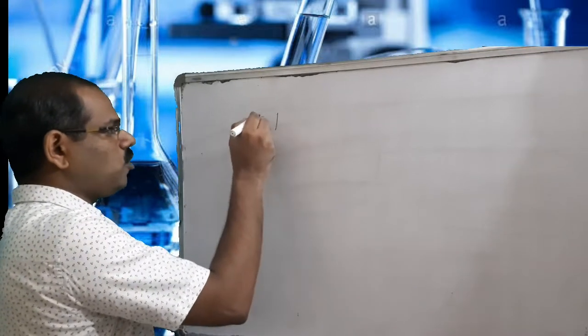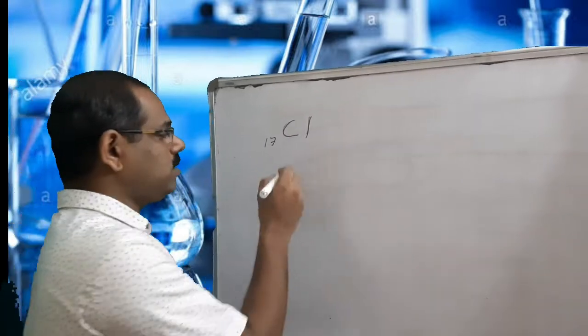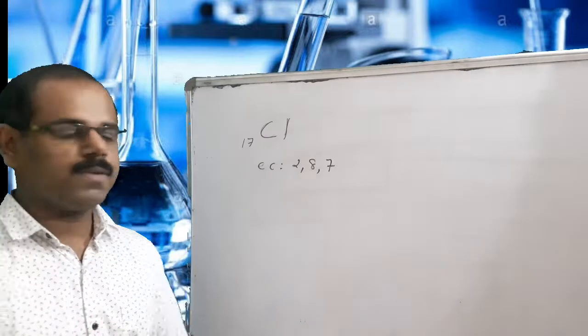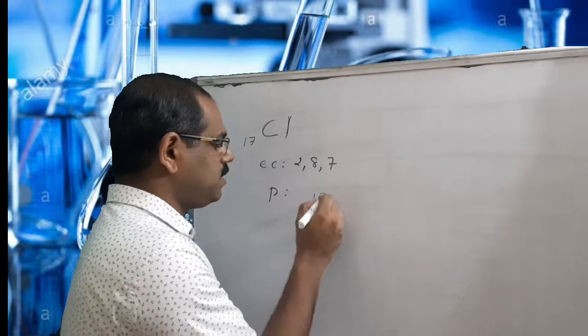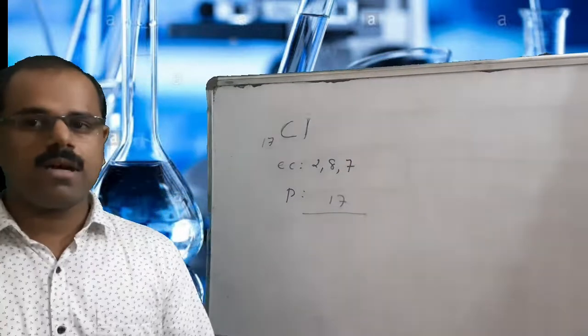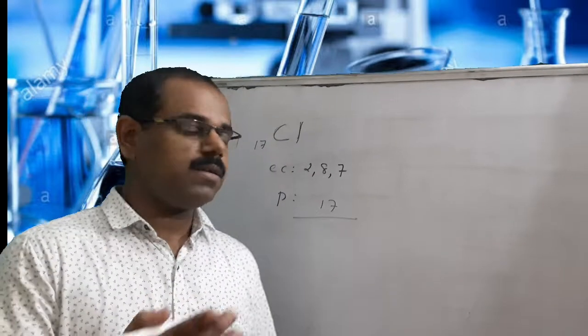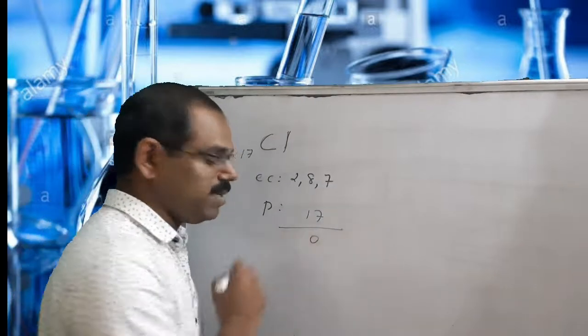The same way we see how a chlorine atom forms a chloride ion. See, chlorine has an atomic number 17. So it has an electronic configuration 2, 8, 7. Okay. And how many protons are there? The number of protons is 17. So 17 electrons and 17 protons. That means 17 negatively charged particles, and in the same way 17 positively charged particles. So the net charge of an atom is 0.